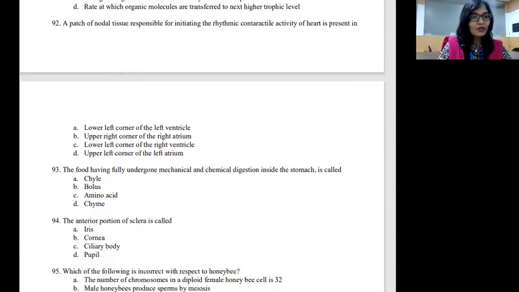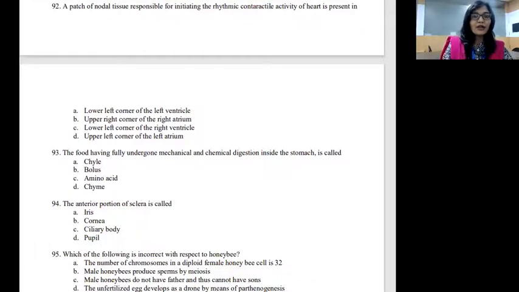A patch of nodal tissue responsible for initiating contraction of the muscle. Where do you see it? Yes, you know, suppose this is going to be the heart and this is going to be present over there. And this is the right atrium and this is the left atrium and this is the right ventricle and this is going to be the left ventricle.